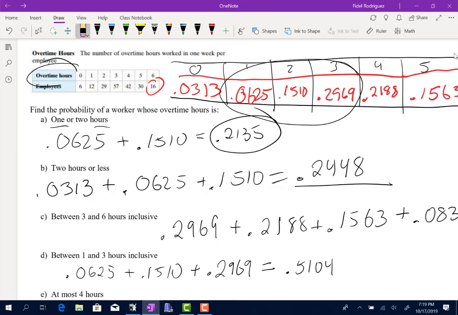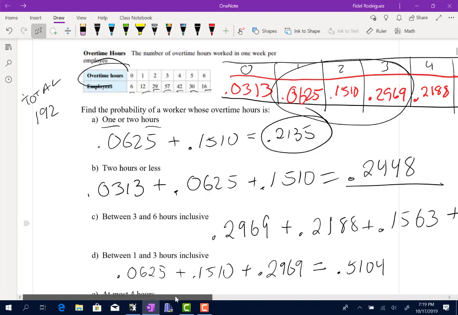Before I go to the off-topic one, just to make sure we know what we're doing. Remember, guys, the way we came up with these numbers here is we took 6, 12, 29, 57, 42, 30, 16. We took each of those numbers and we divided them by what? By 192, right? And that's how we got our numbers here. And I said, let's just round it to 4 decimal places, right? But in your homework, it'll tell you what you need to round to. Fred, you had another question?